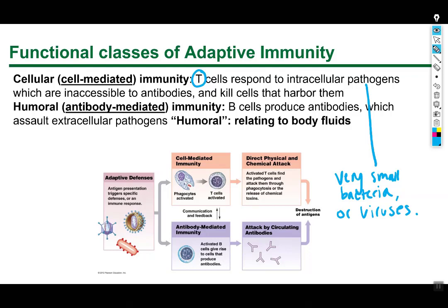For example, if a cell has a virus inside of it, it's going to start pumping out interferons. And an interferon is a chemical that basically signals to neighboring cells that the cell producing it has a virus and they should upregulate antiviral processes if they are its neighbor. Humoral immunity is where B cells produce antibodies. And those antibodies are going to assault and stick to and target for destruction any extracellular pathogens. So this generally disables pathogens by creating clumps of them which are unable to travel, and then those clumps are typically destroyed by the complement system and or eaten up by macrophages. So again, humoral refers to body fluids.